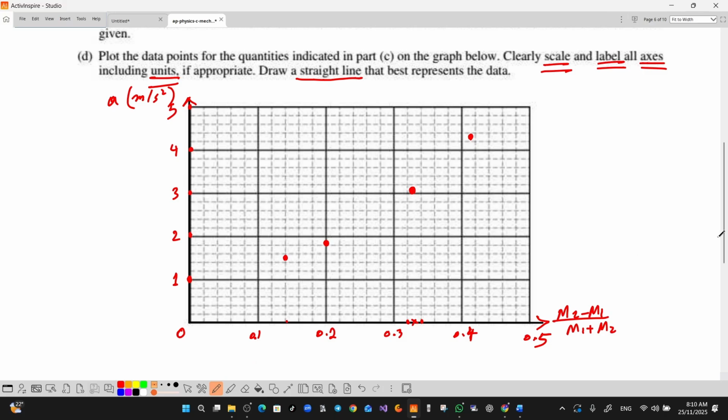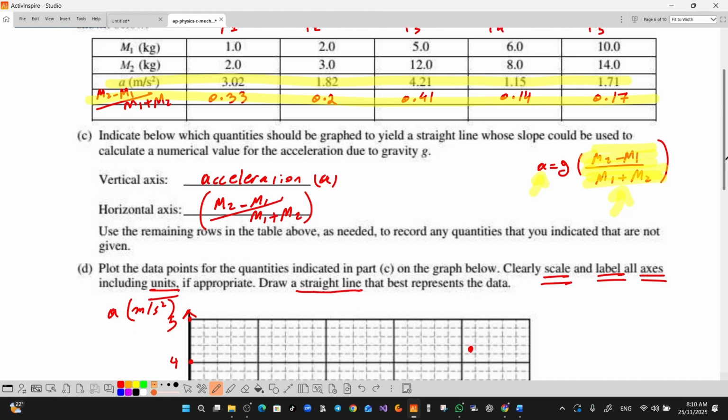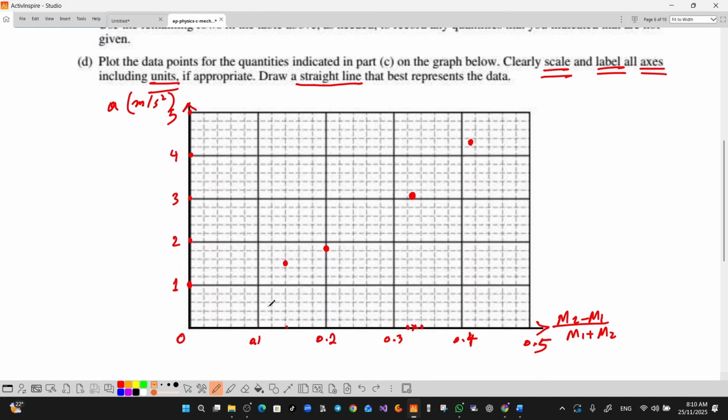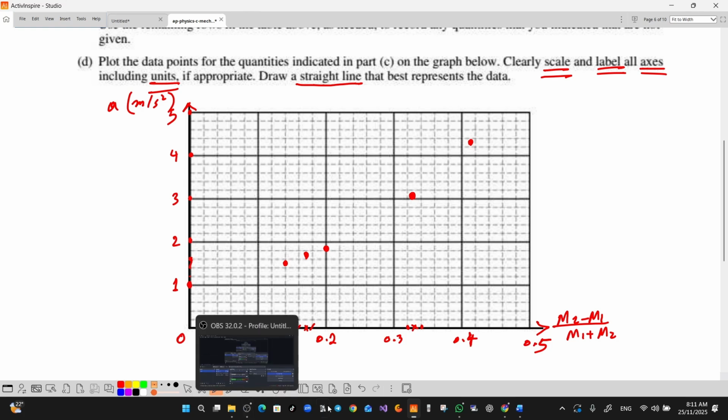And we will have the last point, which is 0.17 and 1.71. So 0.12, 0.14, 0.16, and 0.18. So here we have 0.17 with 1.7. 1.2, 1.4, 1.6, and 1.7 should be located here. So the point is here. These are my data points for this experiment. Let me double check.